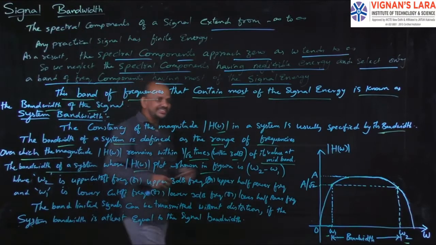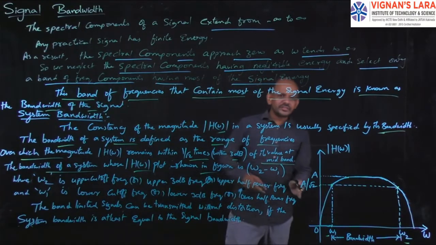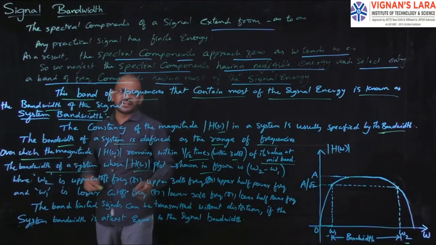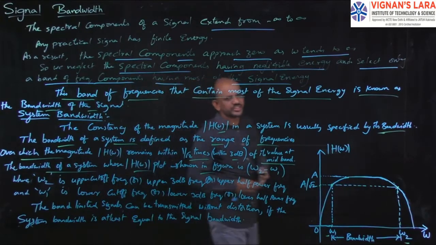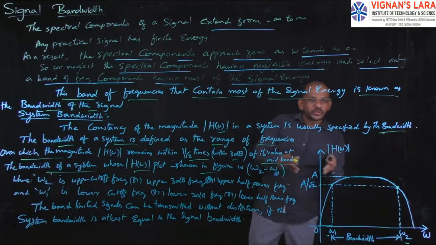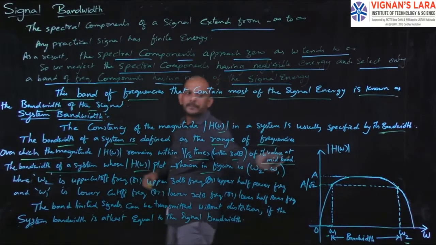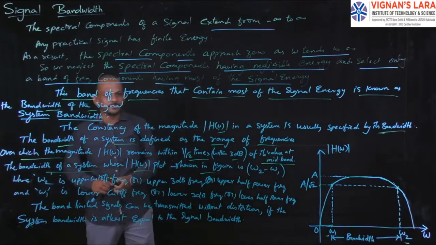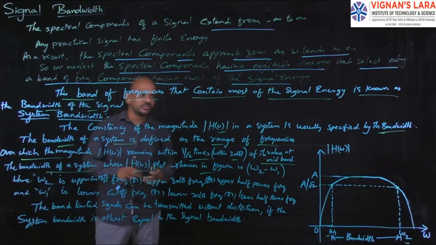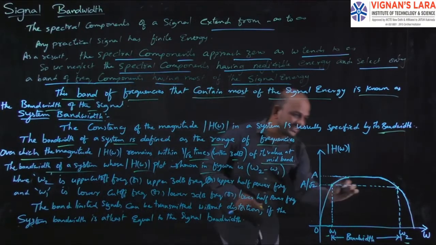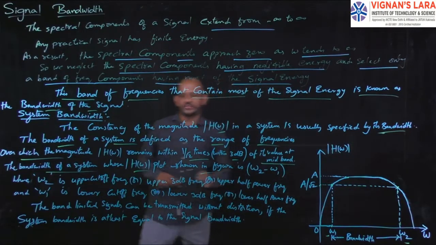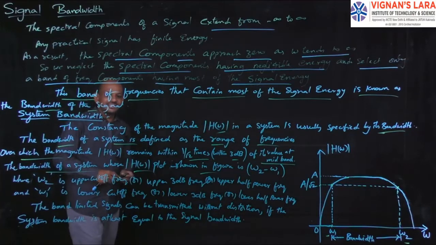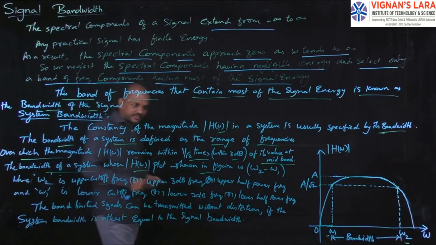And this is simply regarding the system bandwidth. The bandwidth of the system is defined as a range of frequencies over which the magnitude of H of omega remains within 1 by root 2 times of its value at midband, or within 3 dB of its value at midband. Simple. It is nothing but the range of frequencies over which it is almost constant. See here, that is almost looking constant. Now see the last point, that is the band limited signals can be transmitted without distortion.